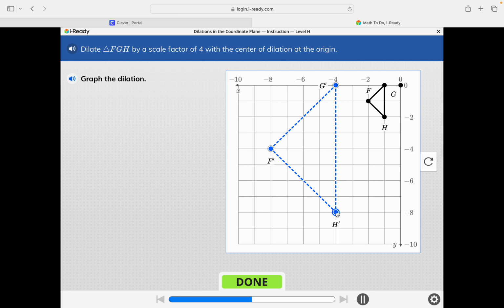Right there. See? It's matching. You can also count. Sometimes you can also count. So 0, minus 1, minus 2, minus 3, minus 4, minus 5, minus 6, minus 7, minus 8. And then you can match from here. So now, see here. The Z moves to the Z prime, and then F moves to the F prime, and H moves to the H prime.